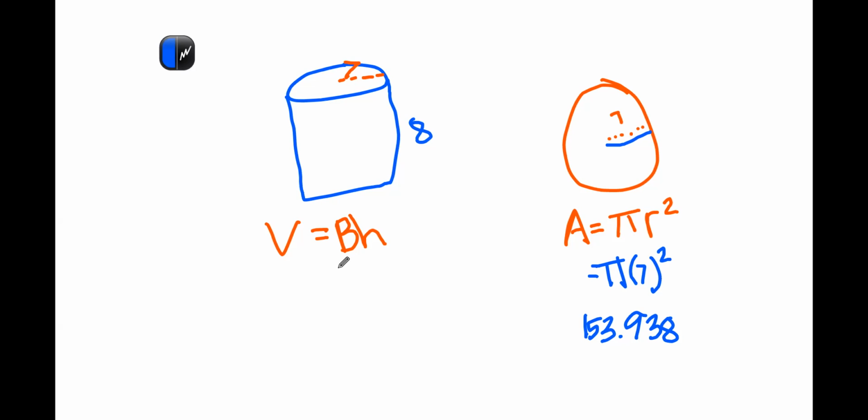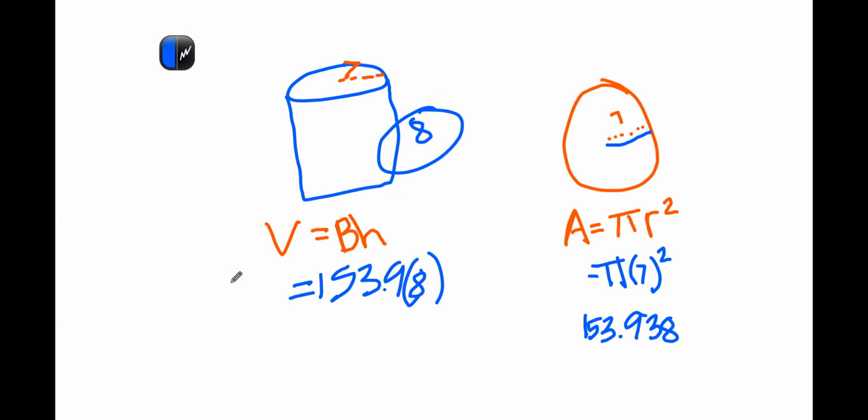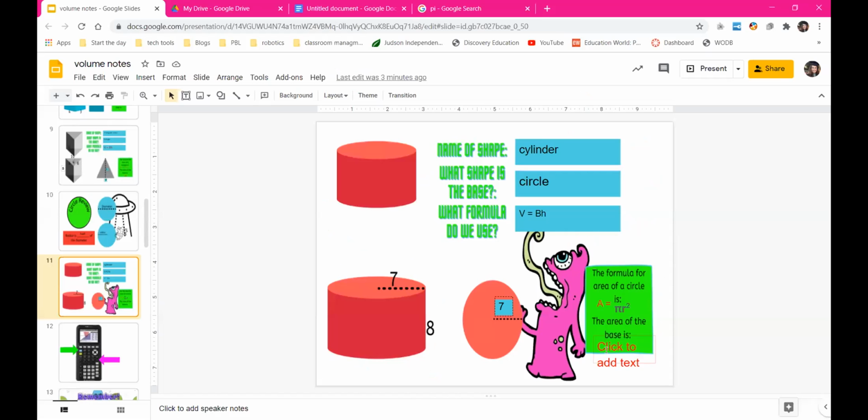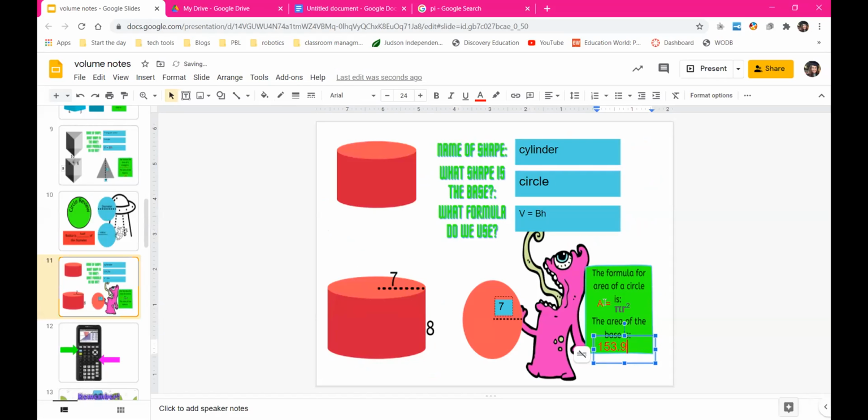We're not done yet, though. That is not the answer. Volume is the area of the base, which is 153.9, I'm going to round it, and then we have to multiply it by the height. My height is 8. So I'm going to do 153.9 times 8, and your final answer is 1,231.2. And that's what your volume is. If I go back to fill in my notes, the area of my base was 153.9.